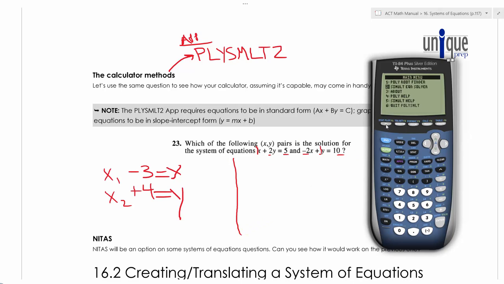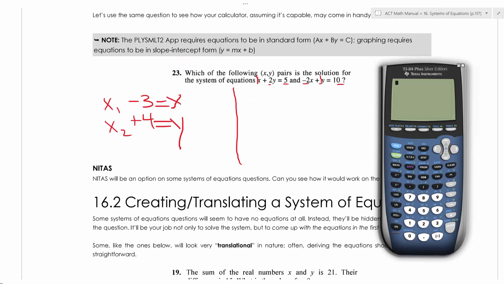Now the other way is to quit out of the polynomial simultaneous equation solver. I can just hit 6 here. So what I can do is actually plot these two lines. Remember, we said these were linear equations. They happen to be in standard form, and graphing in the calculator, when we go into our y equals menu, obviously it requires us to be in y equals form. So we need to put this into slope-intercept form, which should not be too difficult.